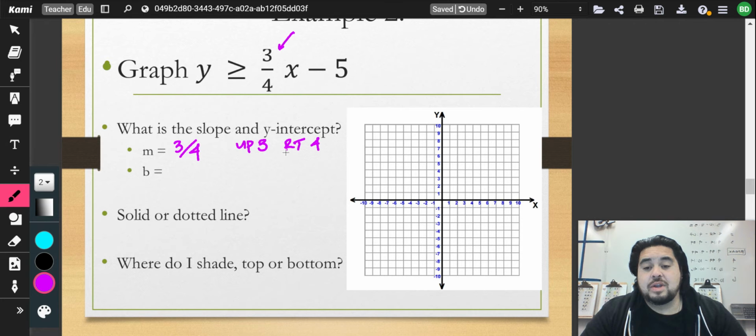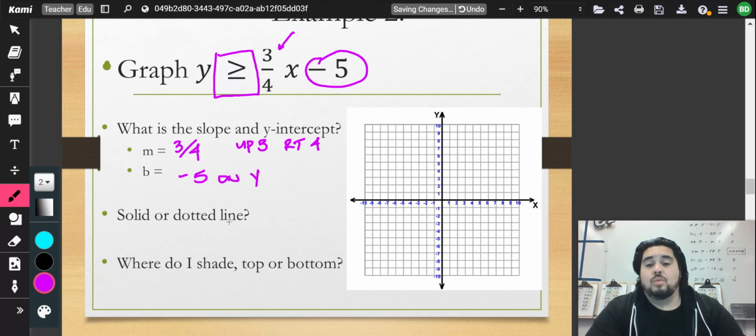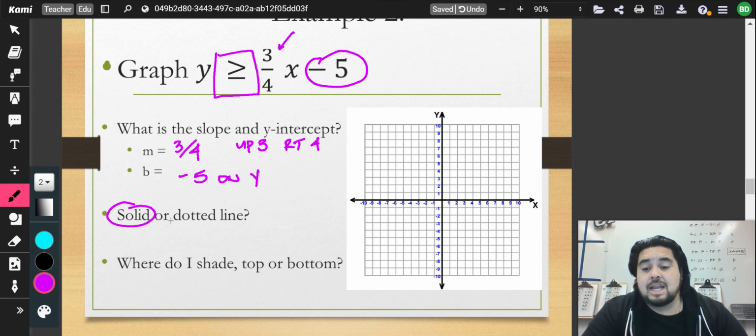But none of that matters if we don't have a starting point. That's why we look at our y-intercept. Our y-intercept is -5. So that means we're going to start at -5, of course, on the y-axis because it's our y-intercept. And now we have the general shape of our linear expression. Now we have to figure out the inequality stuff. Looking at the inequality, we can make two decisions based on that. We look and it's greater than or equal to. Because it has or equal to, that means we're going to have a solid line. Remember, or equal to means that the line is included in the answer. So it's a solid line.